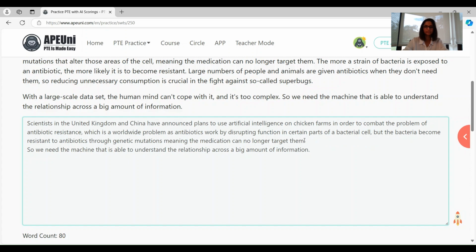Meaning the medication. So, all right, let's read it together. There are lots of commas. There are some compound words.